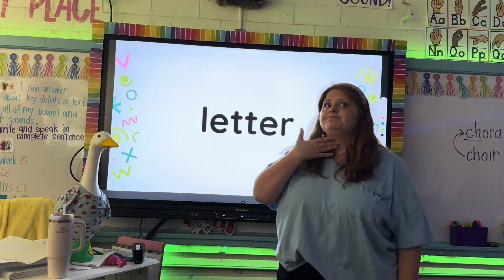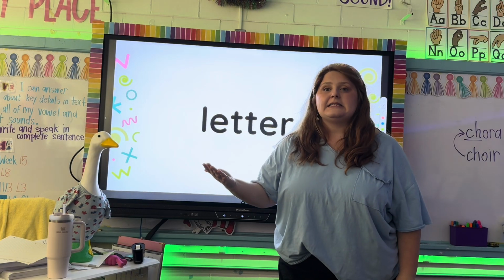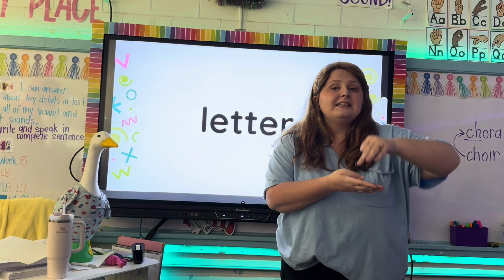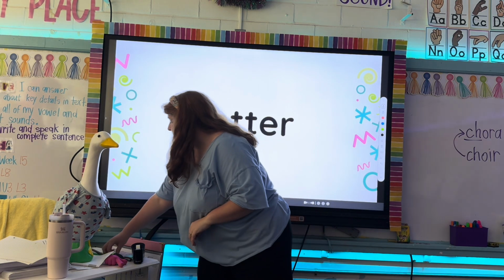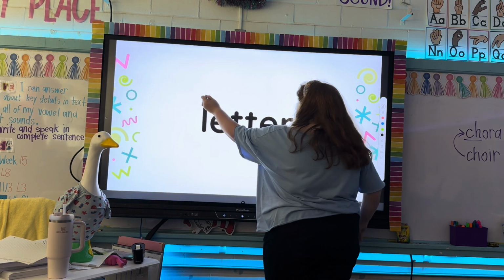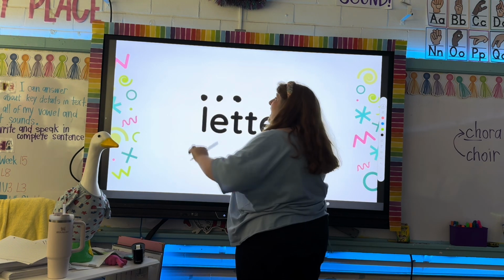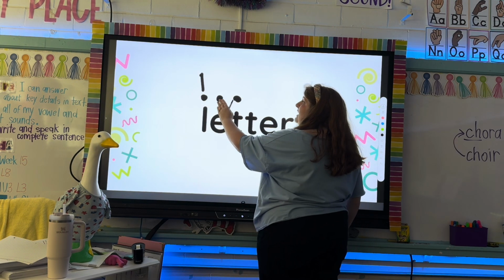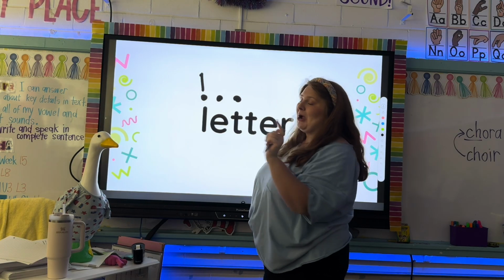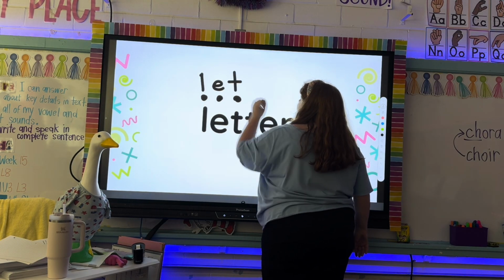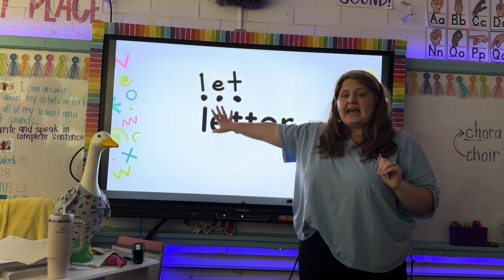Letter. That first syllable is let. Pound and type the word let. Let. L, E, T. Three phonemes. You spell L with an L. You spell E with an E in this word. And you spell T with a T. So I have my first syllable, let.